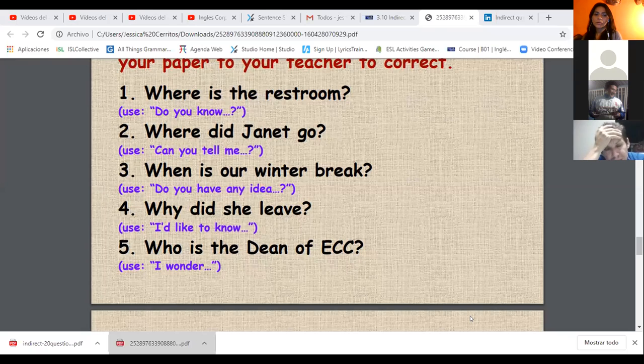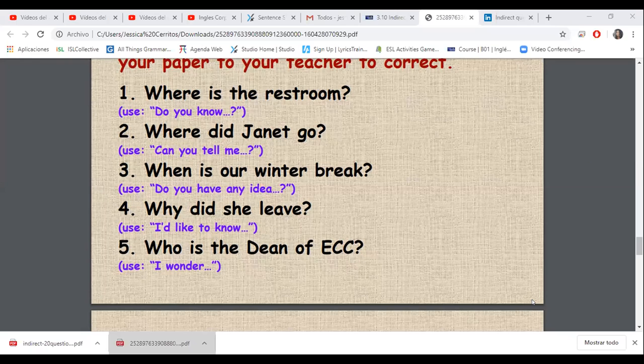Let's see, Mary, can you do number two? Yes. Can you tell me where Janet went? Excellent, very good. Jennifer Acosta, can you do number three? Do you have any idea when our winter break is? Perfect. Selena, number four? And why she left. Yeah, I'd like to know why she left. And the last one, Rocio.